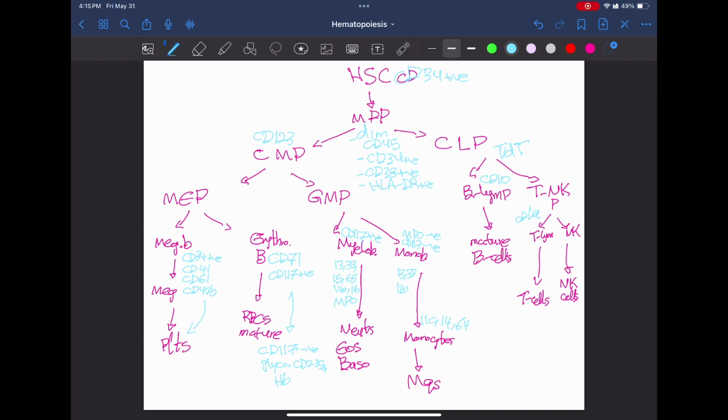As these B lymphoblasts mature into mature B cells, they lose expression of CD10 and they gain expression of other markers like CD20 and CD22. CD19 is expressed throughout B cell maturation, and it's a highly sensitive and specific marker for B cell differentiation.